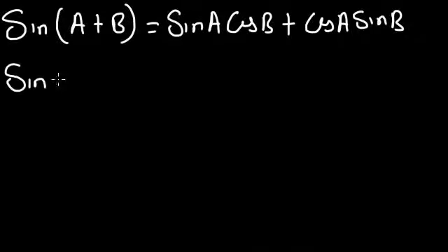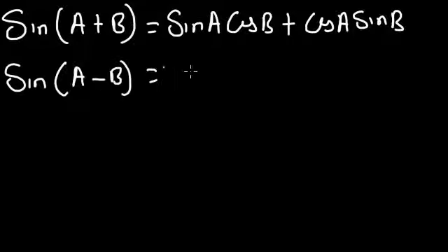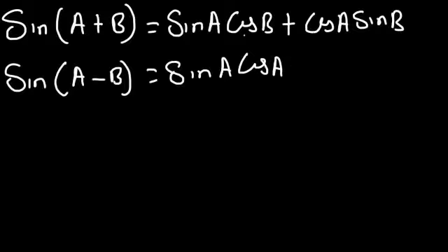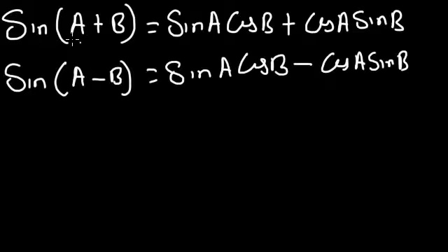So what about if the sign between the two angles is negative? What would happen? Well, the good news is that the result is the same. The only thing that distinguishes them is the sign that connects them again at the right hand side. So this time around, instead of positive, it will now be negative. So minus cosine A sine B. So this simply means that once you know one of them, you know the other one.